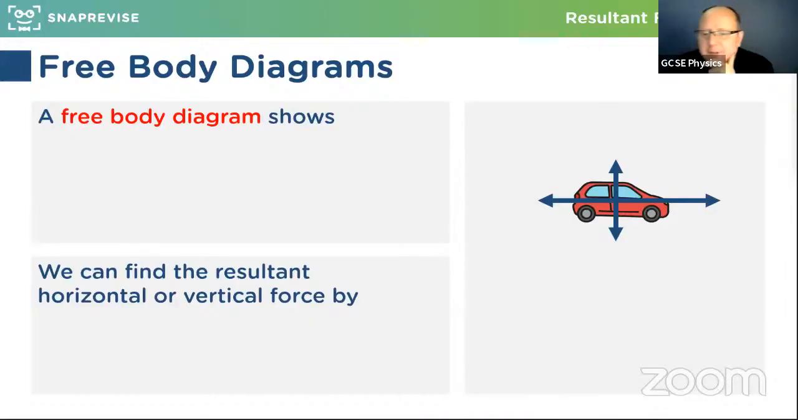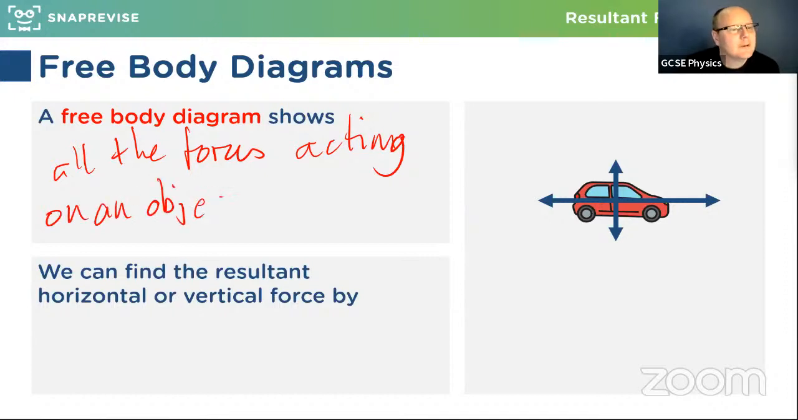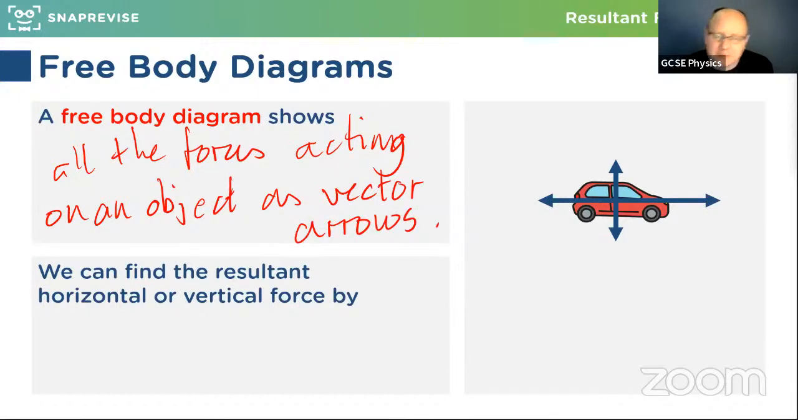So the definition of a free body diagram. Thanks, Winning. So the free body diagram basically shows all of the forces that are acting on an object as vector arrows. So you're going to draw on your vector arrows to illustrate all of the forces acting on an object. And you're normally dealing with single objects when you're talking about free body diagrams.